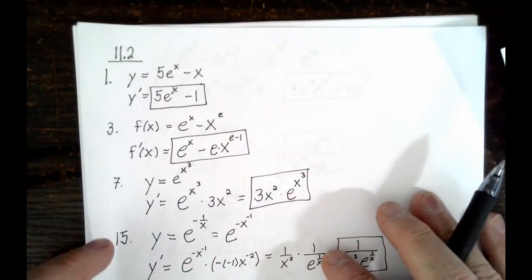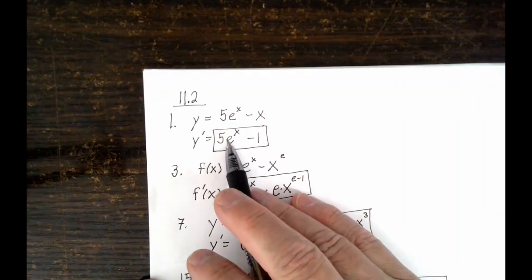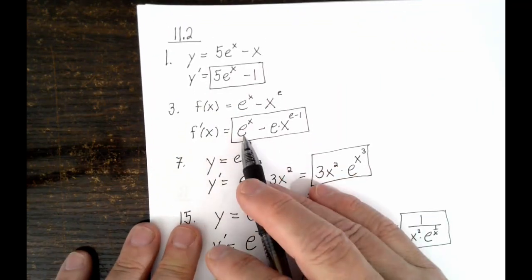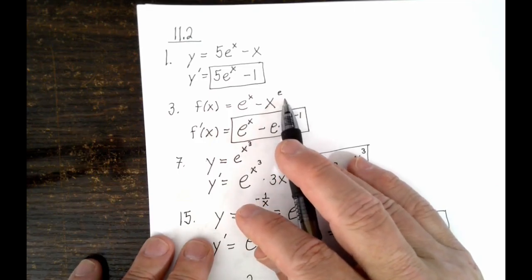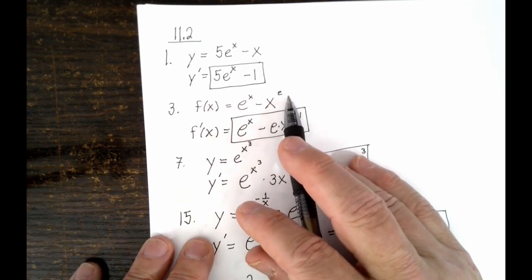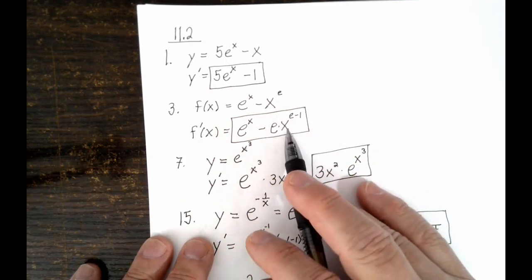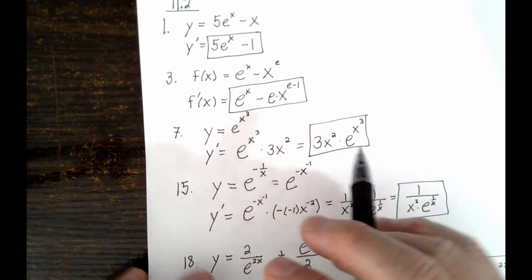Alright, so now let's look at the similar questions from WebAssign. When you take the derivative of 5e to the x, it's just 5e to the x. Derivative of x is just 1. Derivative of e to the x is just e to the x. Derivative of x to the e, now that's different. You remember with x to a power, you bring the power out front and subtract 1 from the exponent. So you bring the e out front and you write e to the e minus 1 in your exponent.